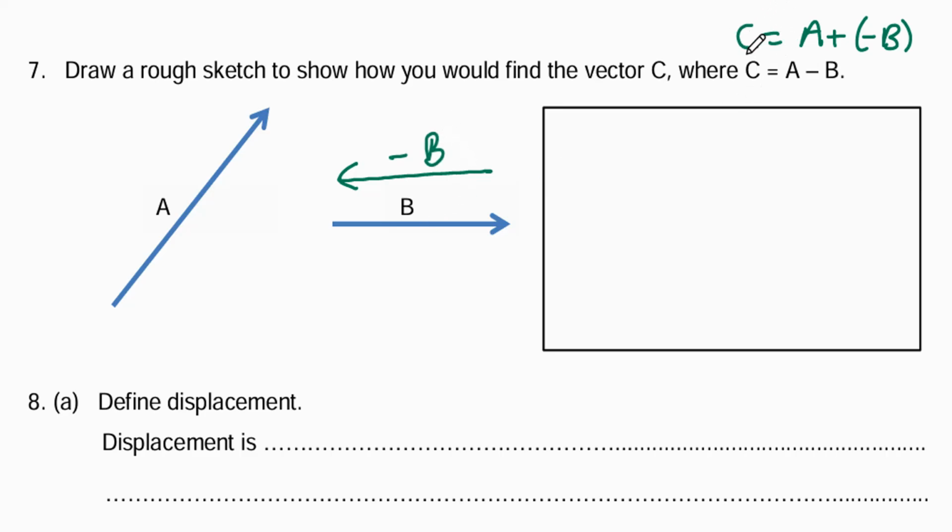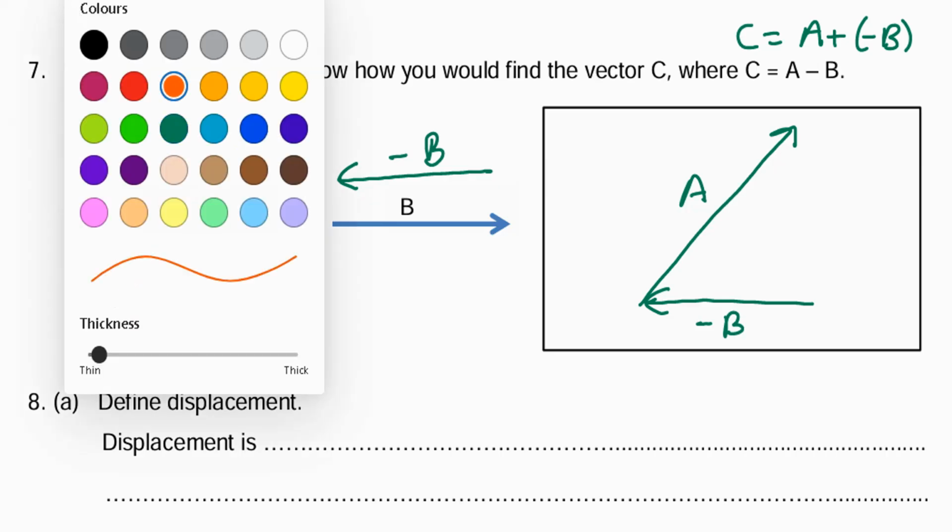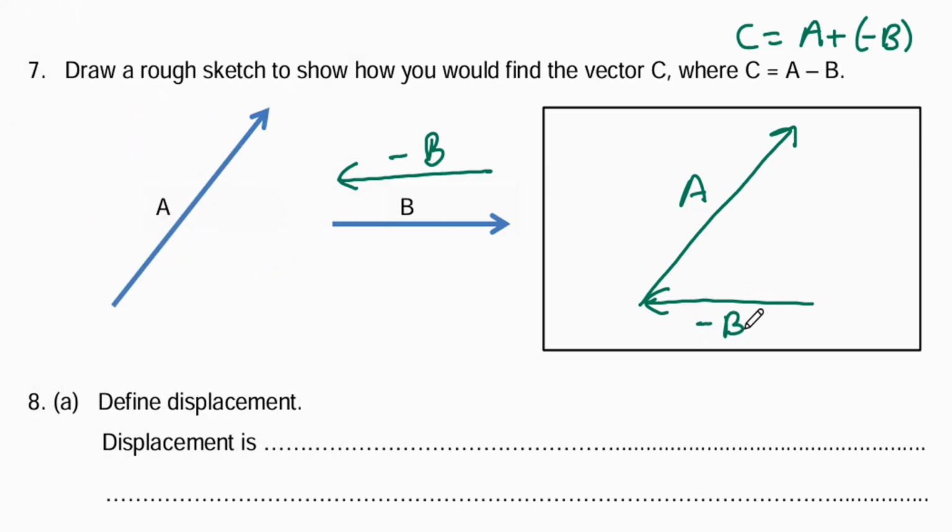So in order to find C, the resultant of A and negative B, we need to draw A and negative B head to tail. So let's start with negative B. And at the head of negative B, we need to draw A. So that's A. So these are head to tail. Then the resultant will be from the tail of the first vector, in other words, from the tail of negative B to the head of A. So this will be the resultant, C.